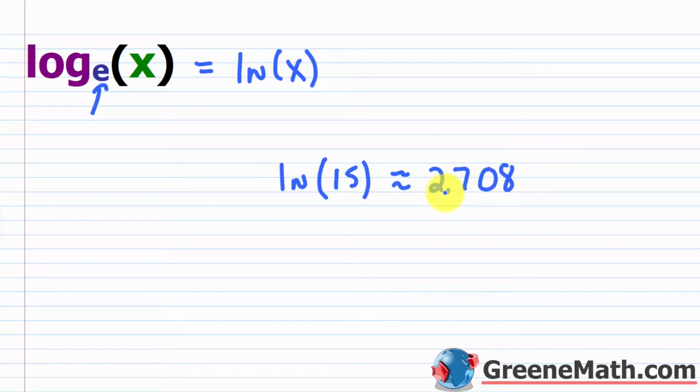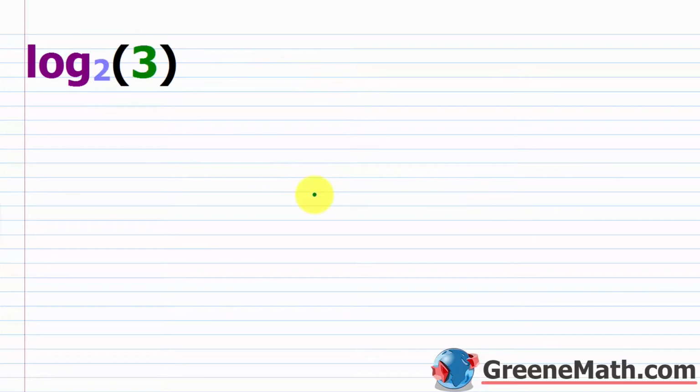0.08. And again, I'm rounding this. In a lot of situations, you're going to have to round things because you're going to get an irrational number. All right, so now what I want to do is go into this change of base formula for logarithms.